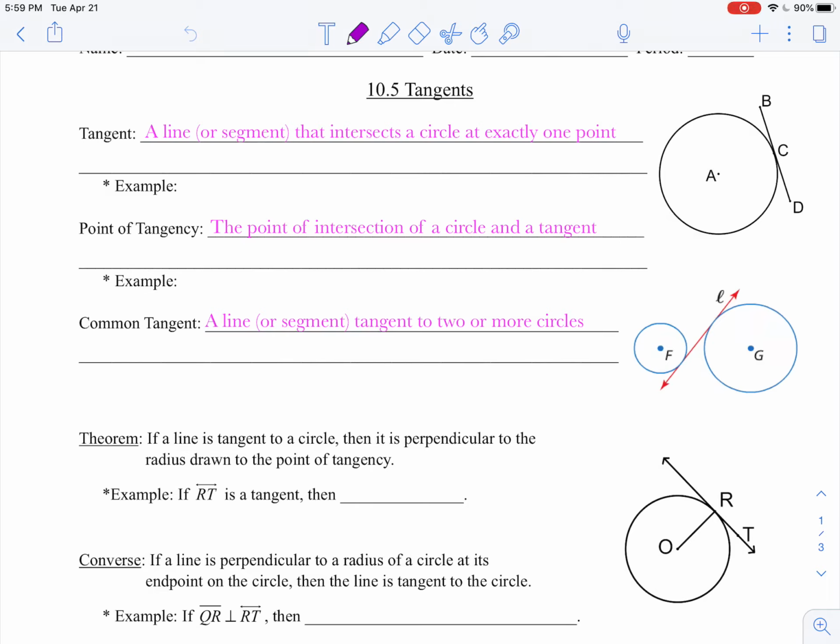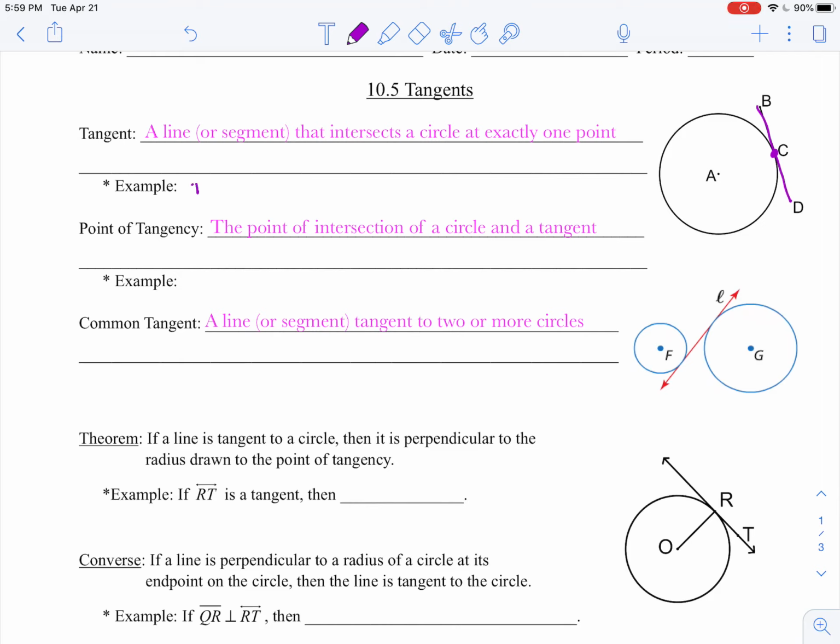Hello, today we are looking at section 10.5, all about tangents. A tangent is a line or a line segment that intersects a circle at exactly only one point. When you take a look at the first picture on your notes, BD, the line segment, is tangent to circle A because it intersects circle A at exactly one point, which is point C.